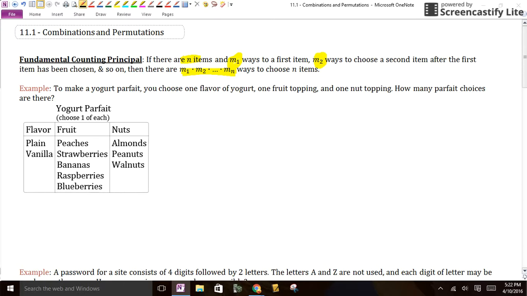So, look at my first example. You're going to make a parfait, and you get to pick a flavor of yogurt, and then a fruit, and then a nut, one of each, right? So when you come over here to pick your flavor, you've got 2 choices. Then you pick your fruit, and this place has 5 choices of fruit. And then they have 3 different types of nuts. So guess what? You've got 30 different outcomes, or 30 different parfaits that you can make.